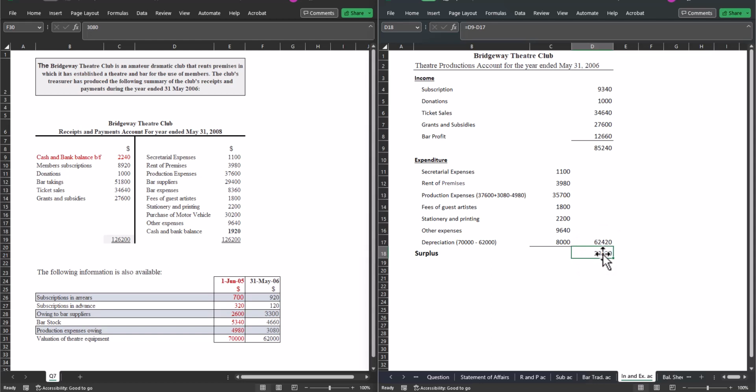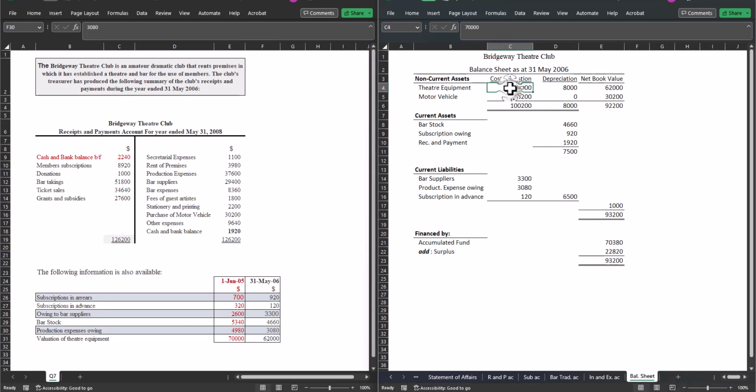But we're dealing with a non-trading organization. It is called a surplus, or it can also be referred to as an excess of income over expenditure. Now, having done this, we're at the end of the question. But as a bonus, I've prepared the balance sheet as well.